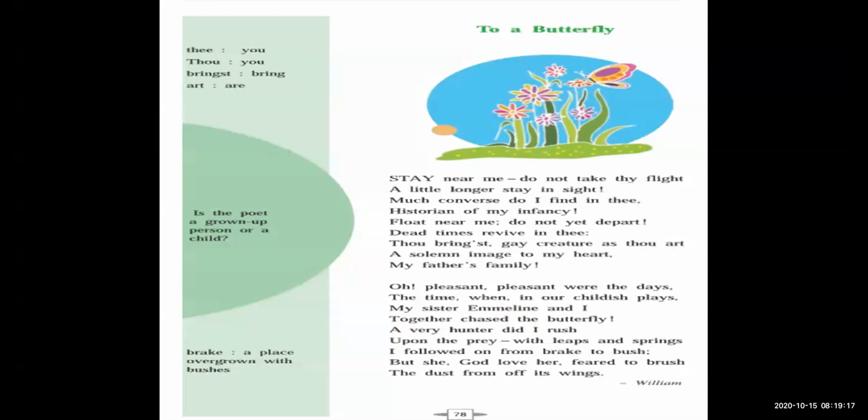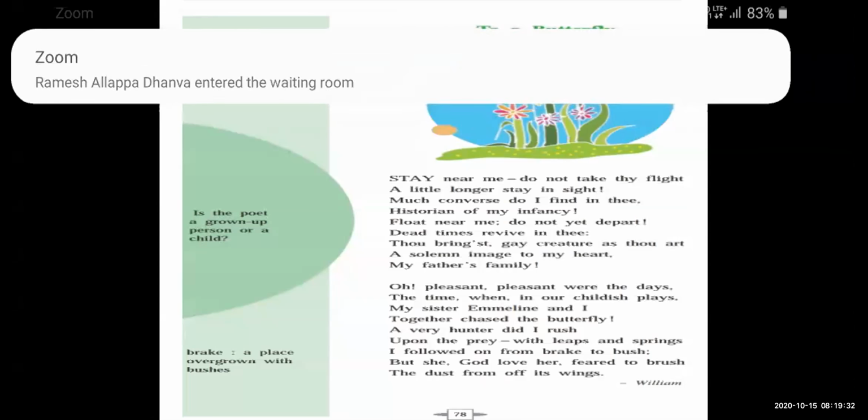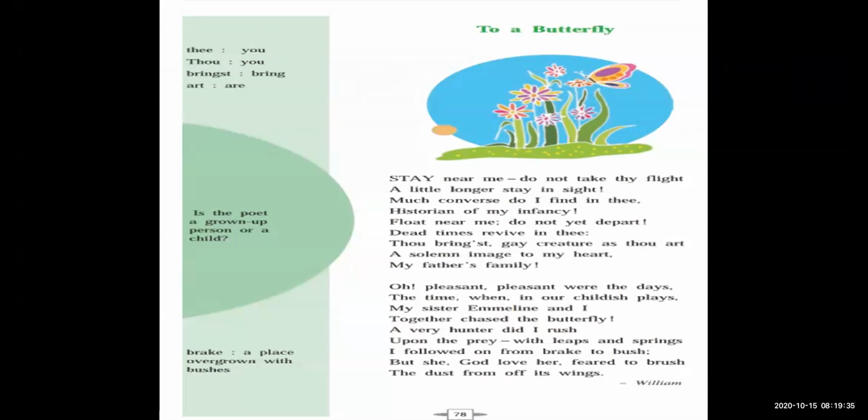Float near me, do not yet depart, because these butterflies are giving leisure to him. Now the poet is an older person, he is an elder person, and these butterflies are giving leisure to the poet. Dead times revive in thee. The past time has gone away. The poet and his sister, they have enjoyed so much with butterflies.